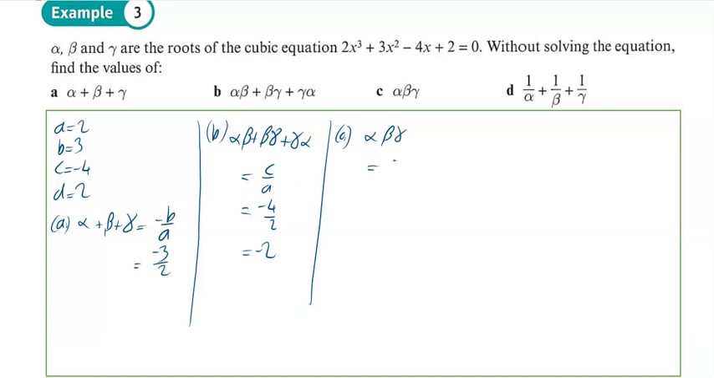Next one, part C, this is your triple product, alpha beta gamma, and alpha beta gamma is equal to minus d over a. So again, the last one was c over a, the next one is going to be minus d over a. So just put that in. Your d is equal to 2, so that's minus 2 over 2, which is minus 1.